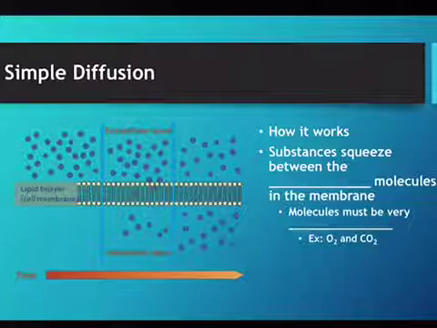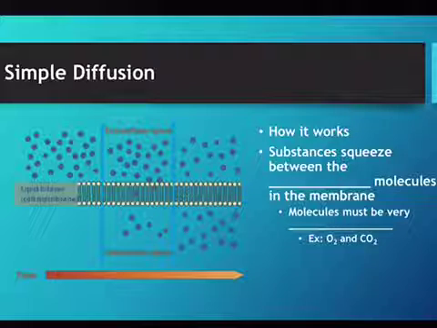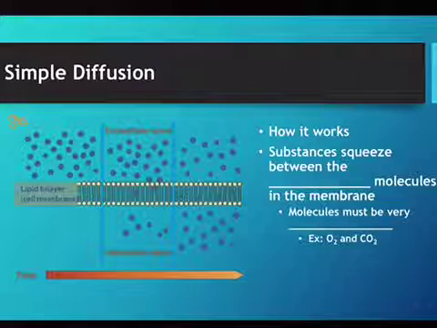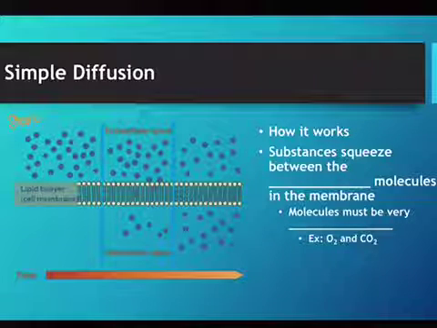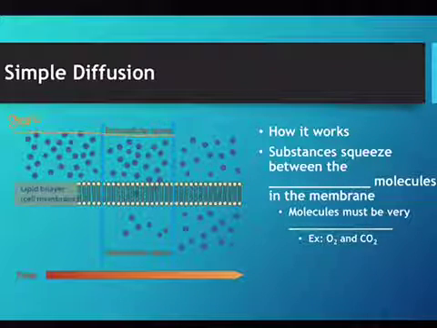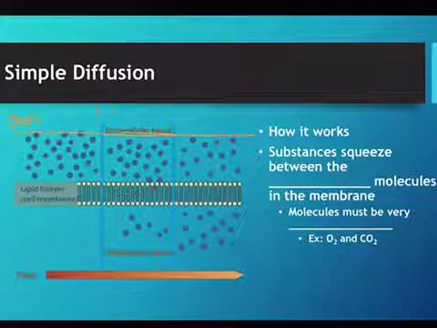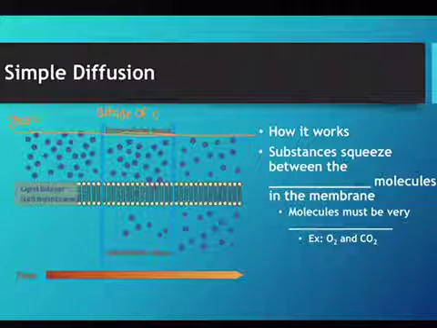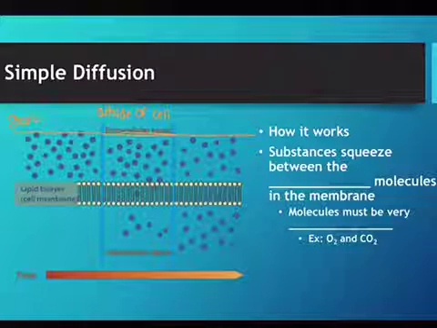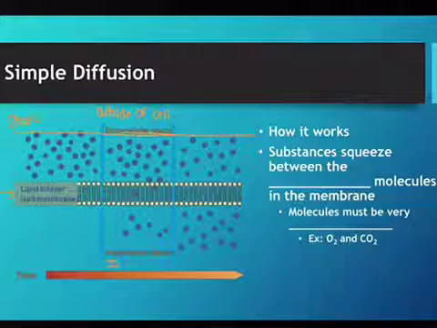So here's a diagram of simple diffusion. Here we're starting over here. And what we notice is that this side of the diagram, this outside, is the extracellular space. That means this is on the outside of the cell. And then we see our lipid bilayer. And then we have the inside. So this is the inside of the cell.